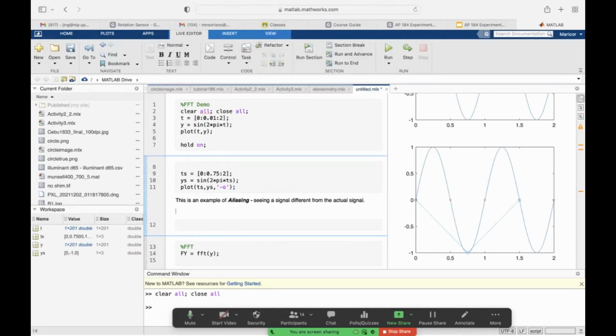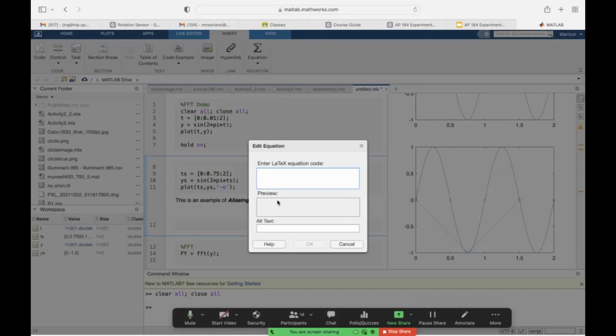Pwede ka magsulat ng equation dito eh. If you have a function y of t, you multiply it by e to the minus 2 times 2 pi, na nga ba yun pi? Ganito ba? Ano pa ganyan? Yun. ft. Okay.